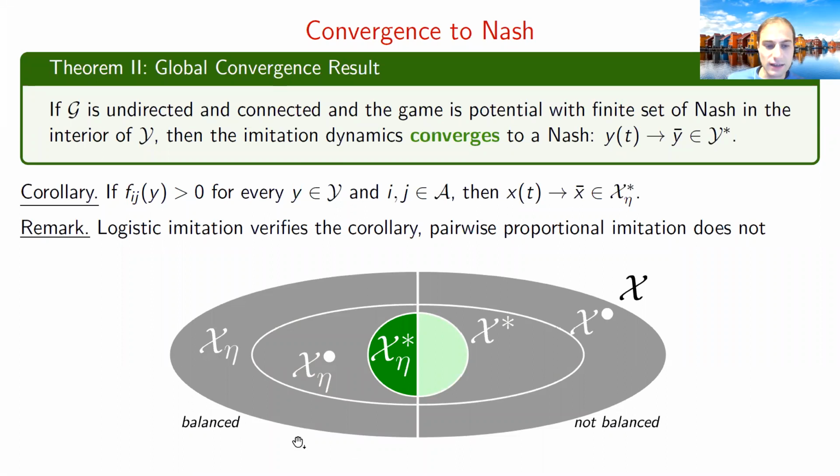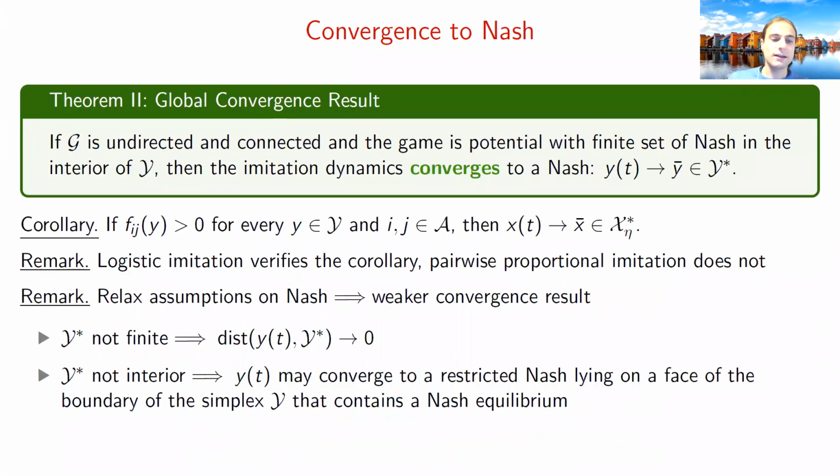So, basically, observing again the schema shown before, what our result says is that the dynamics converge to this green set, and if the rates are always strictly positive, like in the logistic imitation, we know that it converges to this dark green set. Okay, just a quick remark.